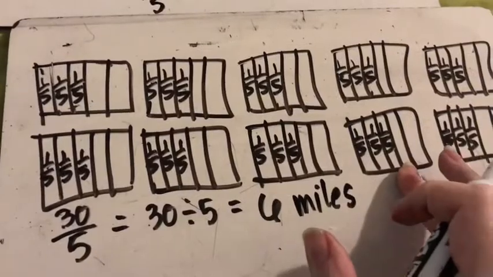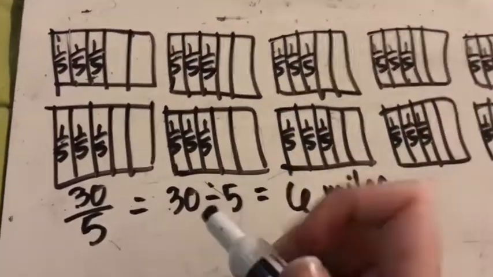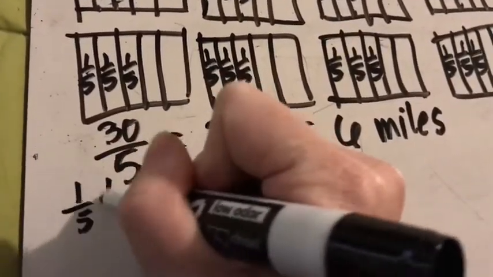Now, if you did not want to draw out all of those area models to show 10 3/5, because that's a lot of drawing, you could just do 10 groups of 3/5 like this.